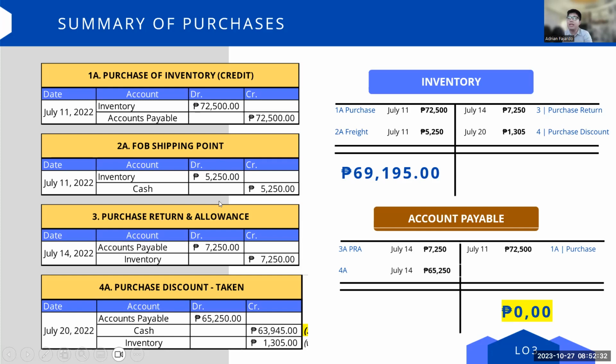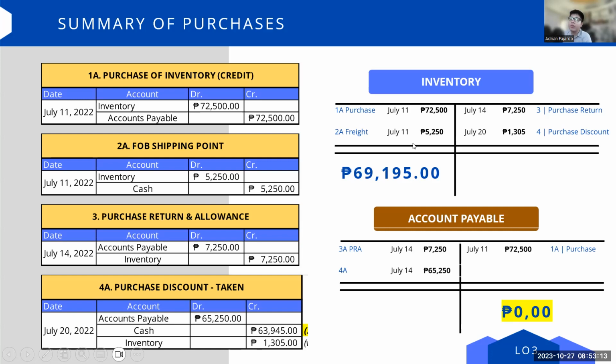And then the last remaining is, may nagsoli ba in a purchase return and allowance? If may nagsoli, kailangan bumaba yung inventory mo, pero bababa rin yung utang na babayaran mo. And then finally, sa purchase discount, you have to know how to count the dates so that you know whether the discount is taken or the discount was not taken. So in the event that it was taken, yung accounts payable mo will still be zeroed out, pero your cash will not be equivalent na to the accounts payable. So 65,250 yung utang mo, but technically, ang binayaran mo na lang is 63,945 because of the discount.